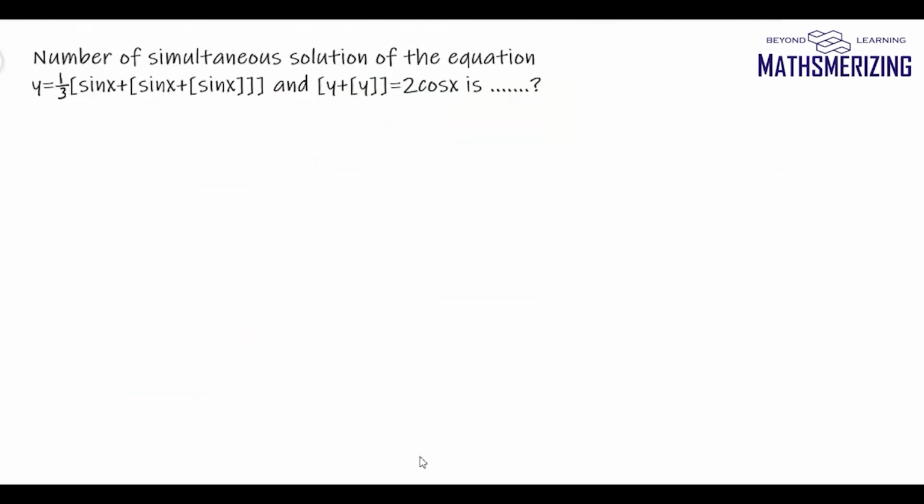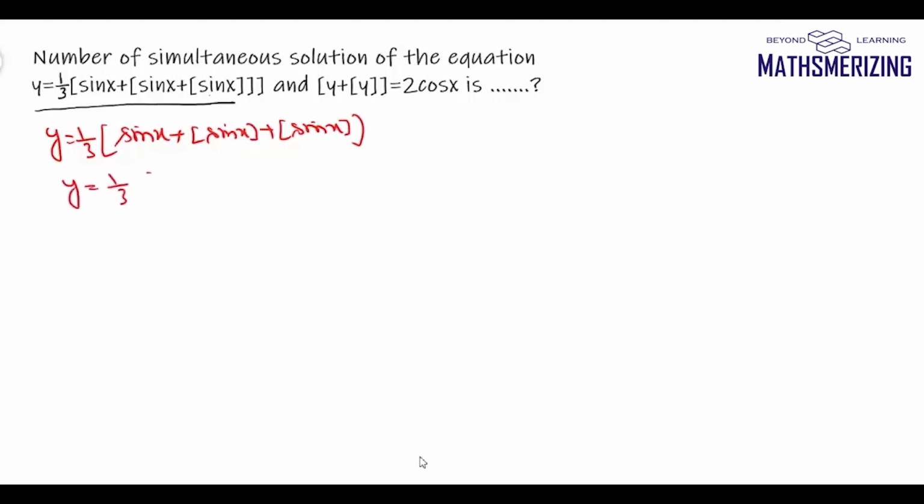Now the question is the number of simultaneous solutions of the equation y equals 1 by 3 times the greatest integer function of sin x plus the greatest integer function of sin x plus the greatest integer function of sin x. Now what I know is that the greatest integer function of x plus n is simply the greatest integer function of x plus n. So I can write it as y equals 1 by 3 times the greatest integer function of sin x plus the greatest integer function of sin x plus the greatest integer function of sin x. Now this is 2 times the greatest integer function of sin x, which again is an integer. So again I can write it as 1 by 3 times the greatest integer function of sin x plus 2 times the greatest integer function of sin x.